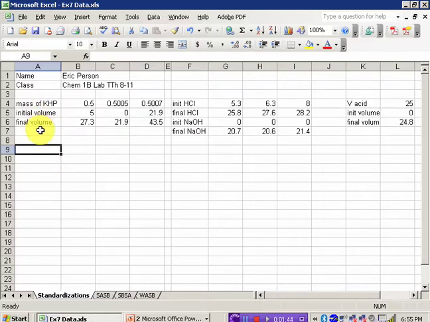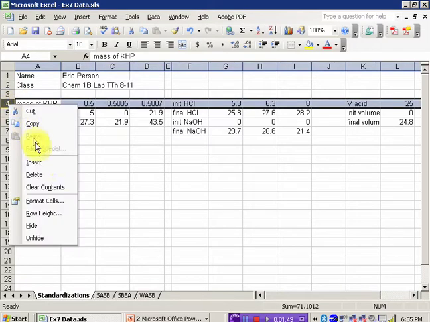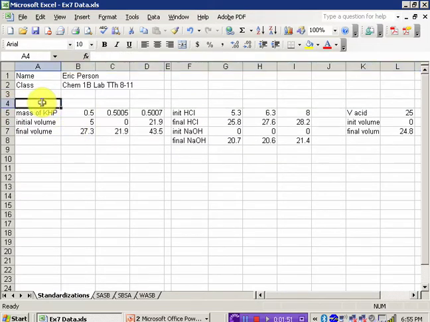Let's start with the standardization of my sodium hydroxide, and I'm going to enter another row so that I can put a title for each of these in. What I'm trying to calculate here is the concentration of sodium hydroxide. This is basically the same process that you used in experiment 3, and you absolutely need to know how to do these calculations by hand, but we'll do them in Excel here.